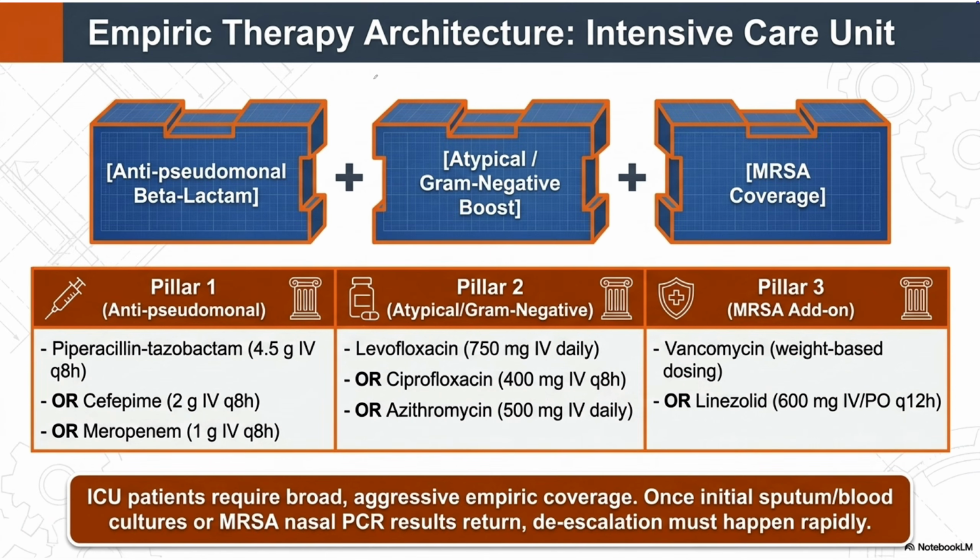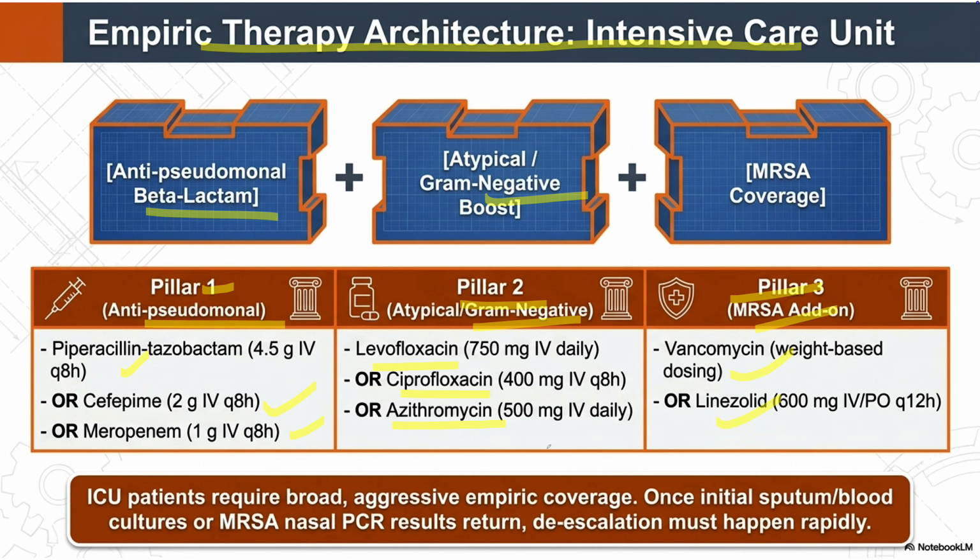Slide 6. Empiric therapy architecture, intensive care unit. In the ICU, therapy becomes broader and more aggressive. Think of treatment as three pillars. Pillar 1 is the anti-pseudomonal beta-lactam, such as piperacillin-tazobactam, cefepime, or meropenem. Pillar 2 provides additional atypical and gram-negative coverage using levofloxacin, ciprofloxacin, or azithromycin. Pillar 3 is the MRSA add-on, either vancomycin or linezolid.